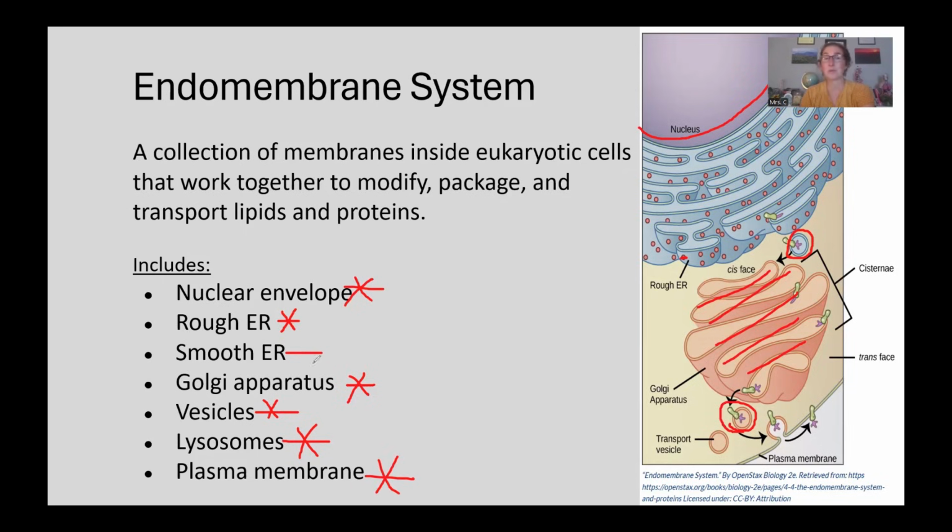Smooth ER. Smooth ER does not contain ribosomes. It will be important for lipid synthesis, making lipids, and also detoxification. Our liver cells have a lot of smooth ER for detoxification. So that is the endomembrane system. I would be familiar with that.